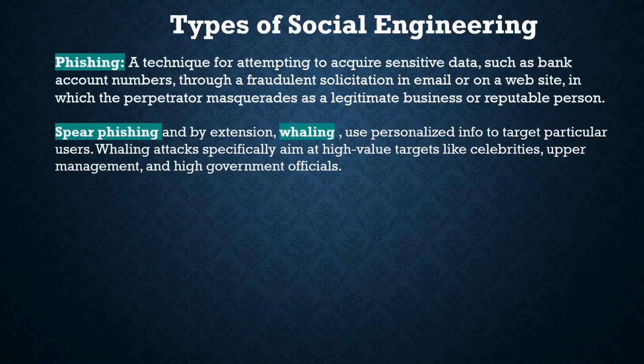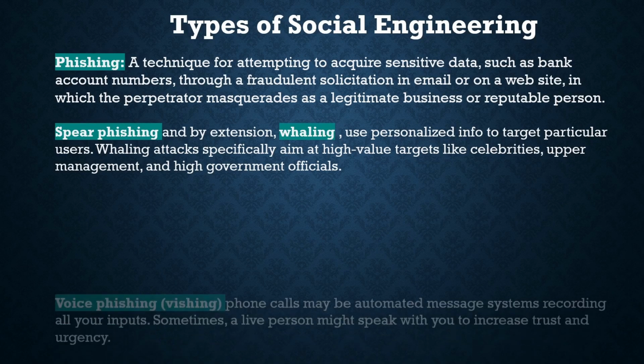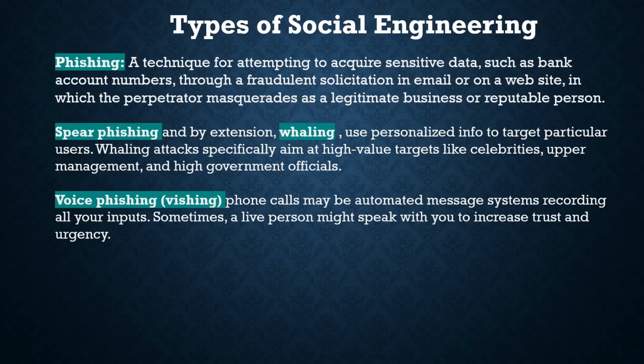Next is the spear phishing attack. Spear phishing, and by extension whaling, use personalized information to target particular users. Whaling attacks specifically aim at high-value targets like celebrities, upper management, and high government officials, like Bill Gates and Mark Zuckerberg. These are the high-value targets. Next is voice phishing, or vishing. In vishing, the attacker uses phone calls to trick you into sharing information, and sometimes a live person might speak with you to increase trust and urgency.